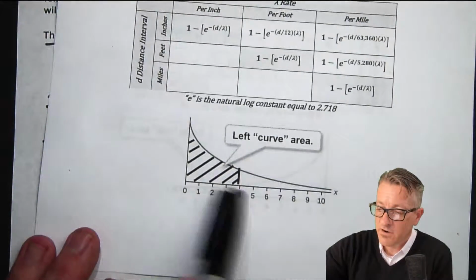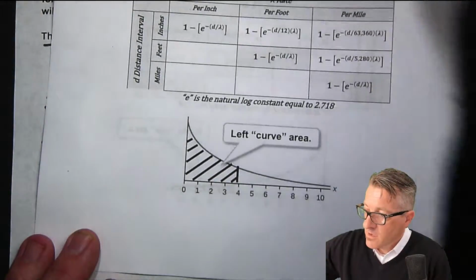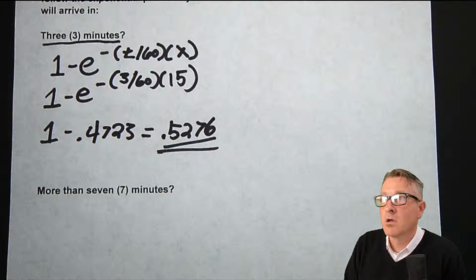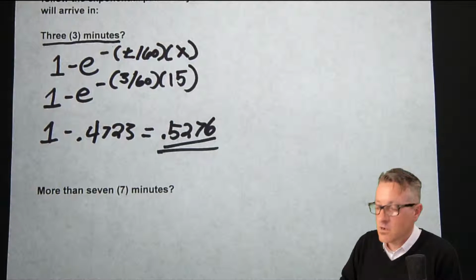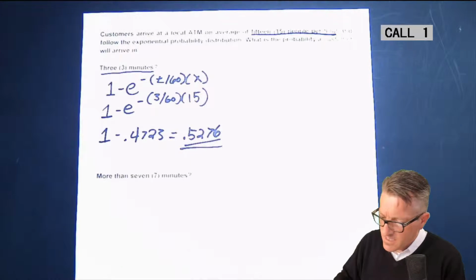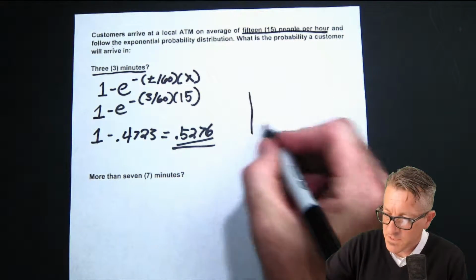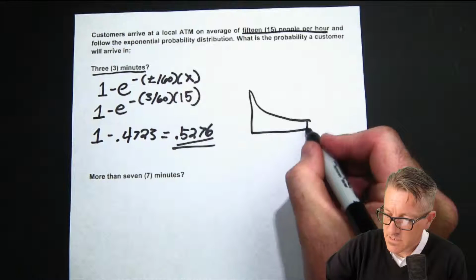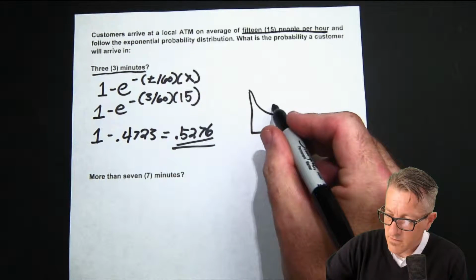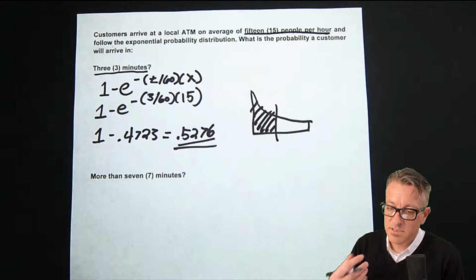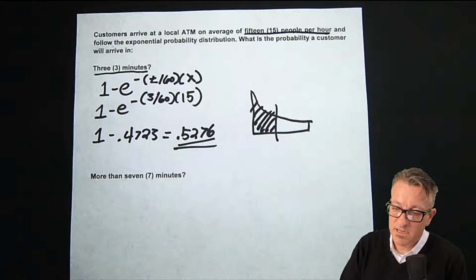And what this means is we're solving for this left curve area, okay? And that's why we subtract our calculation from 1. I'm going to go back to the other preset. Okay. So as the picture showed, the probability we're solving for was kind of like, that's not a very good one, but for this area, okay? And that's because it was a 0 to something, meaning in 3 minutes.